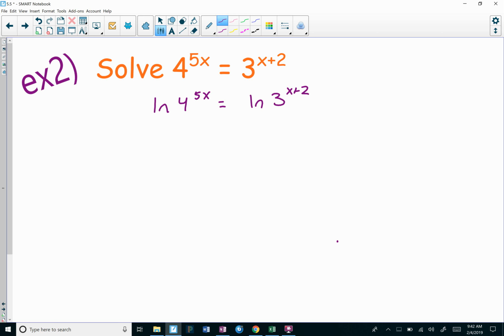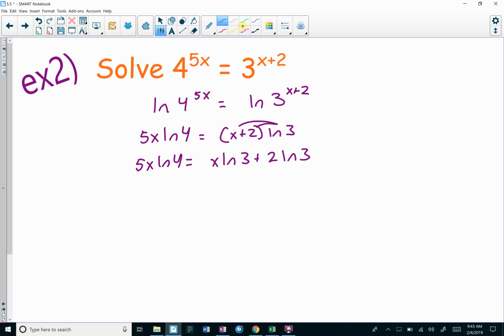Okay. Next step says to power down. So I'm going to power down that 5x. Now when I power down on this side, make sure I have parentheses because all of that is being multiplied by natural log of 3. Okay. So now distribute. There's nothing to distribute on the left side. X times natural log of 3 is x natural log of 3. 2 times natural log of 3 is just 2 natural log of 3. Once again, you cannot multiply the 2 and the 3 because one is in a log, one is not.